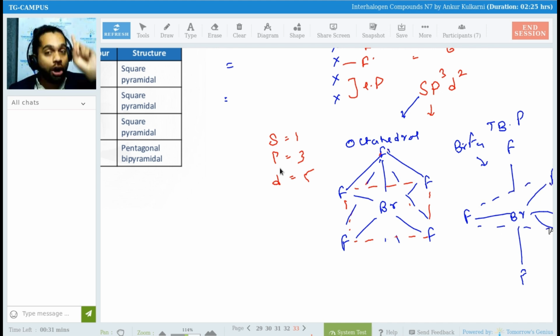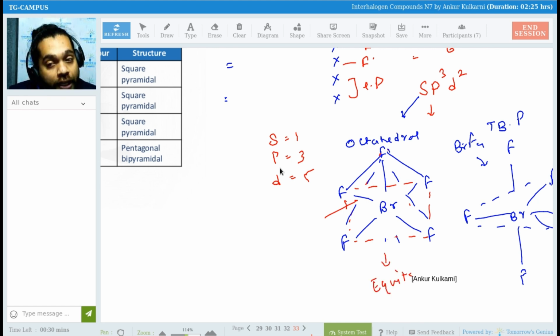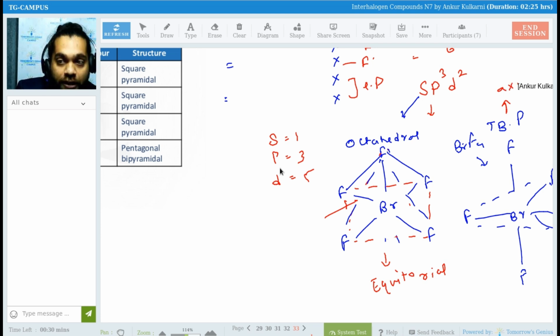But in the octahedral, first I'll draw the electronegative elements on the equatorial bond. So remember, write it down. In the octahedral, first we draw elements on the equatorial, then we go on axial. But in TBP, first we write it on axial, then we go on the equatorial. Come on, write it down. That will help you in remembering the shape.